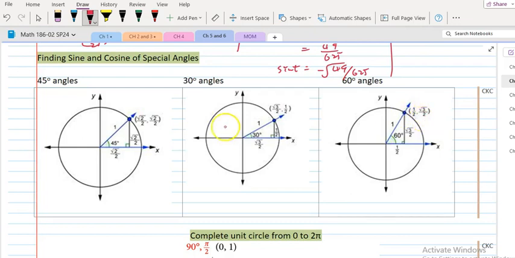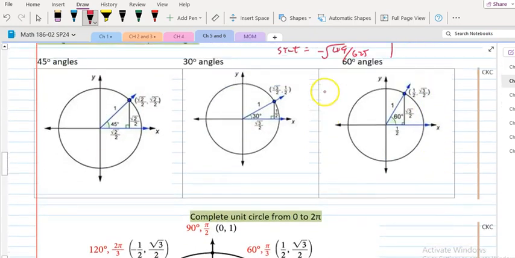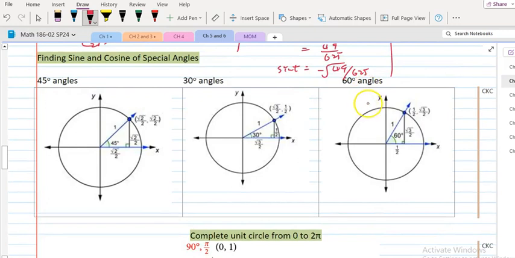So all of a sudden, we have a lot of sine and cosine values that we can read off for these special angles, and they are exact values. They are not approximations like 0.1, 2, 3, 4 something. They are exact values, and they are special angles.